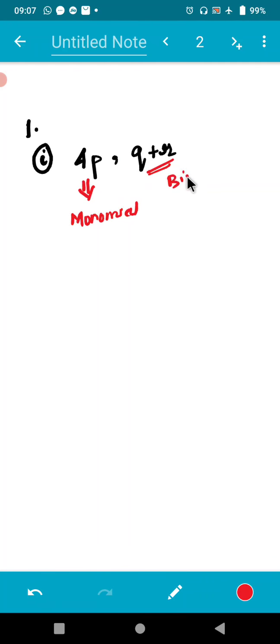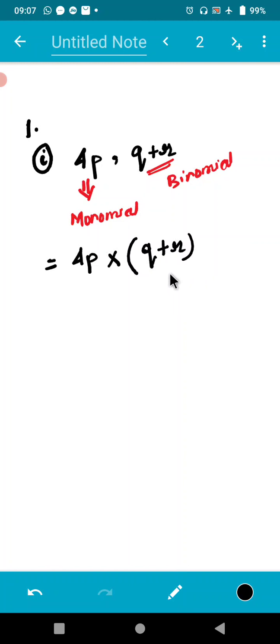Now what exactly you have to do, how to multiply it, what is the first step? Students, always try to keep the monomial term at first, then you give a multiplication sign, and then you give one bracket, and inside the bracket you will write the binomial term. Please try to maintain this order. It would be very, very convenient for all of you to multiply. The purpose of giving the bracket is that you have to multiply this monomial term, that is 4p, with all the terms inside the bracket. That means first of all we'll multiply 4p with q, and then we'll multiply 4p with r.